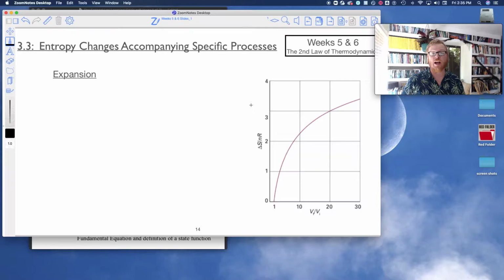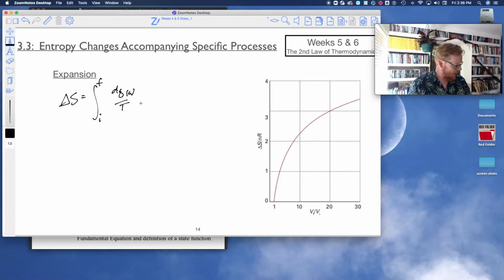Entropy changes accompanying specific processes and how to calculate those. We actually already talked about expansion, but I'll give you a review on this. We know this starts with the thermodynamic definition of entropy, which says delta S equals the integral from initial to final conditions of dq reversible over temperature. So dq divided by T.